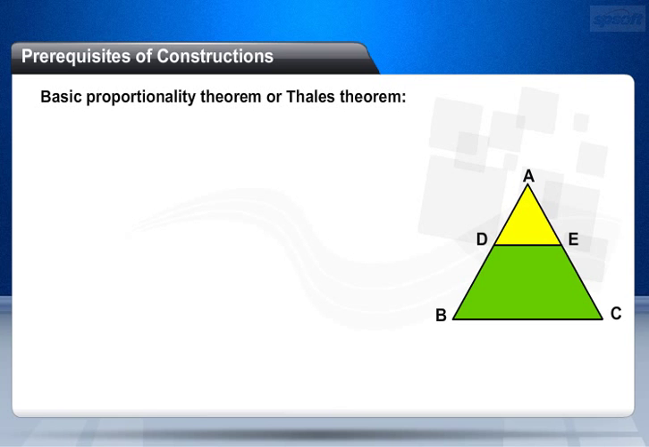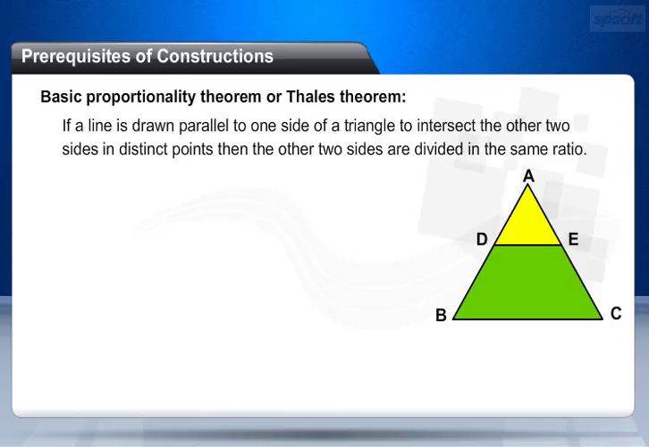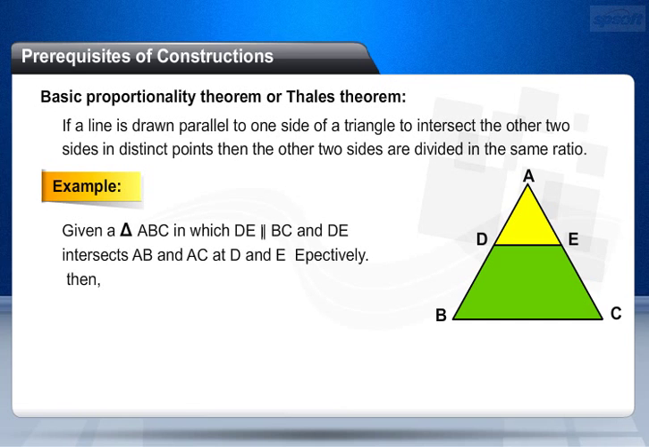Basic proportionality theorem, or Thales theorem. It is stated as: if a line is drawn parallel to one side of a triangle to intersect the other two sides in distinct points, then the other two sides are divided in the same ratio. For example, given a triangle ABC in which DE is parallel to BC, and D and E intersect AB and AC respectively, then by Thales theorem we have AD by DB equals AE by EC.